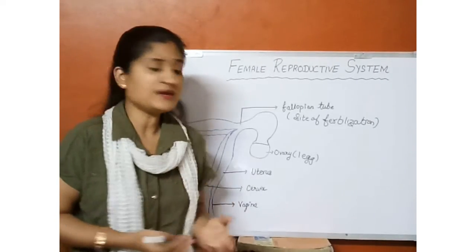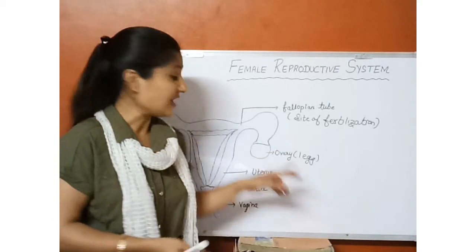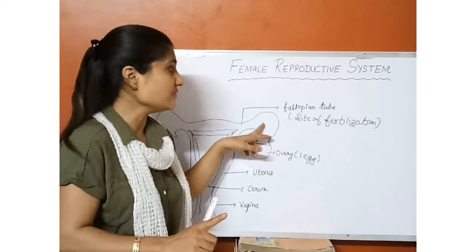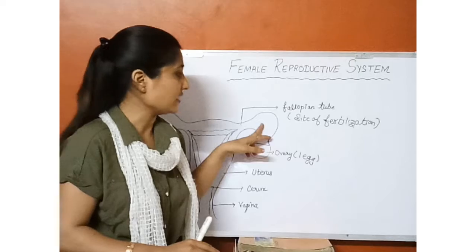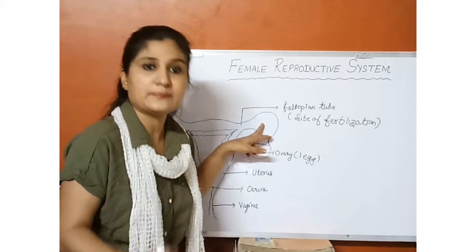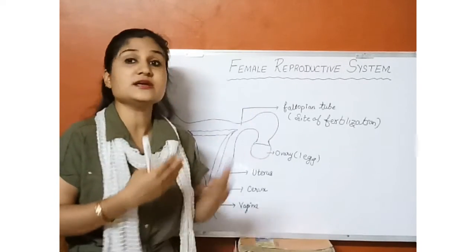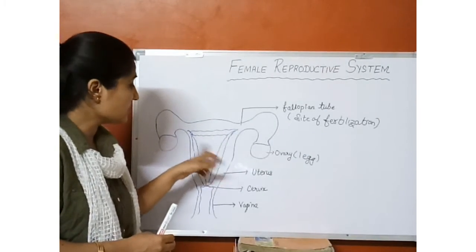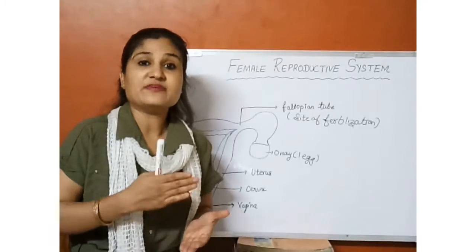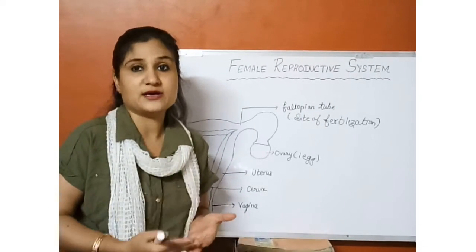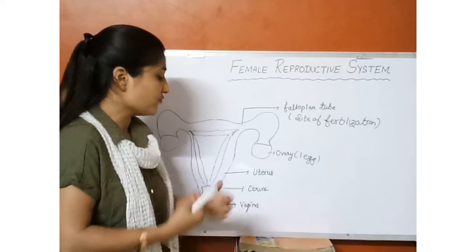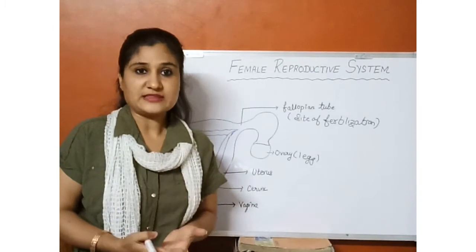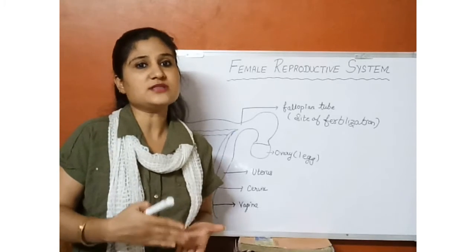But what happens if this egg is not fertilized? As we know that the ovary produces one egg every month, it goes to the fallopian tube, and here it is a site of fertilization where fertilization takes place. But if the fertilization does not take place, the egg comes to the uterus, and the uterus lining breaks down, and when it breaks down, it releases blood, and this blood is released from the vagina, and this cycle takes place every month, and the cycle is known as the menstruation cycle.